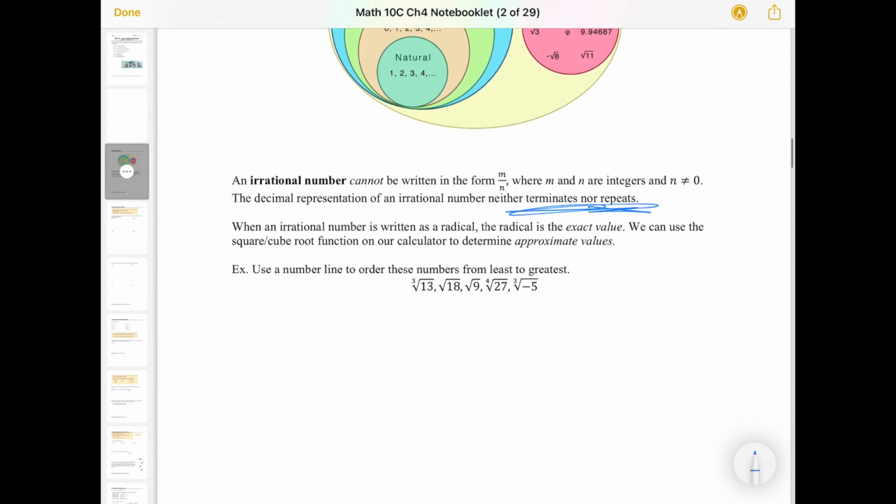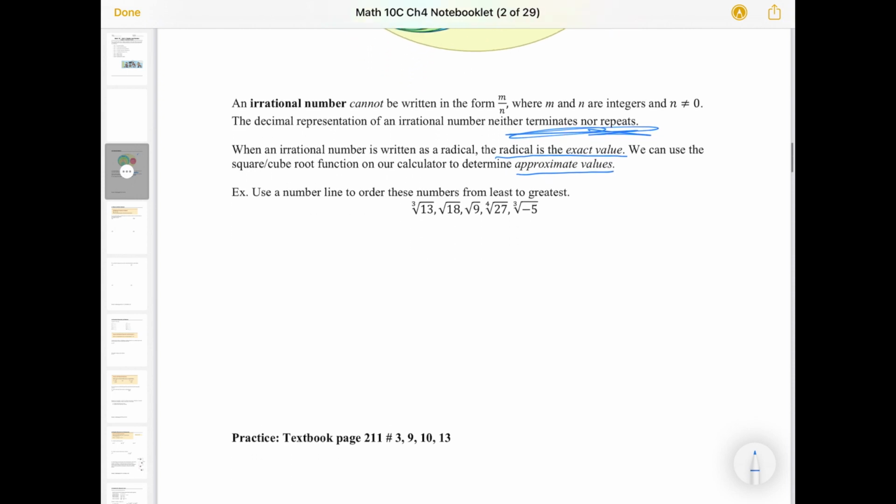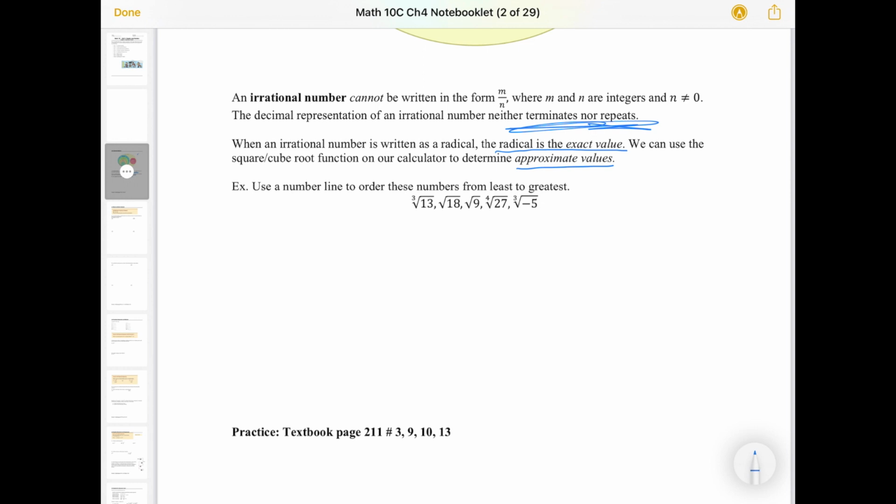Okay, so when an irrational number is written as a radical, the radical is the exact value. Then we can use our calculator to determine an approximate value. And sometimes I do want the approximate value, rounded to the nearest tenth or hundredth, but often I want the exact value. All right, so these are some numbers. Some of them are rational, some are irrational, and we are going to use a number line to order these numbers from the least to greatest.